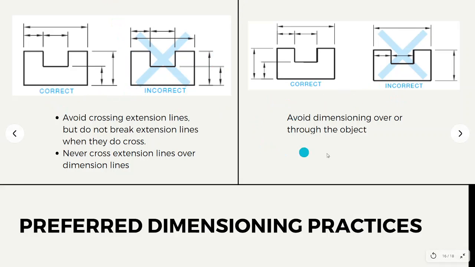So there are examples here. These are taken from a book, of course. An incorrect dimensioning is this, when we should avoid crossing extension lines, but if we do, we do not break the extension lines when they cross. So the extension line crosses the dimension line. So that's a big no.